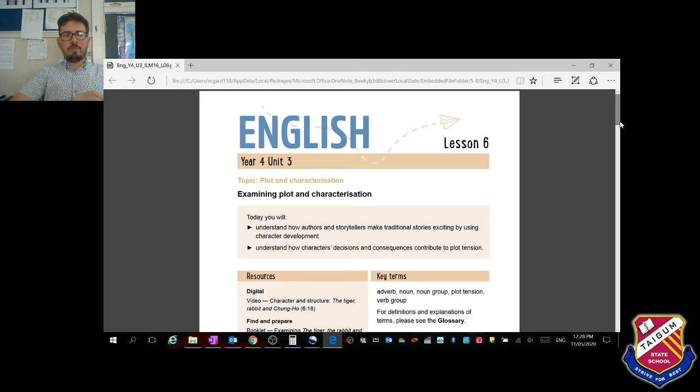Good morning. Welcome to today's English lesson, which is examining plot and characterization. Today you will understand how authors and storytellers make traditional stories exciting by using character development. You'll also learn how to understand characters' decisions and consequences and how they contribute to plot tension.